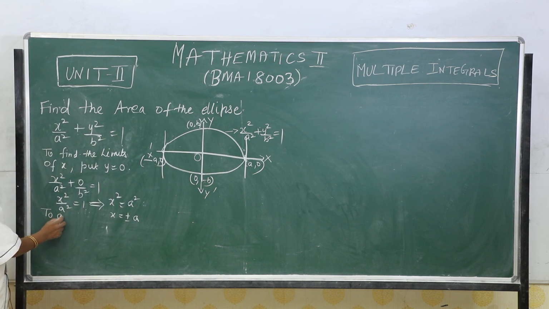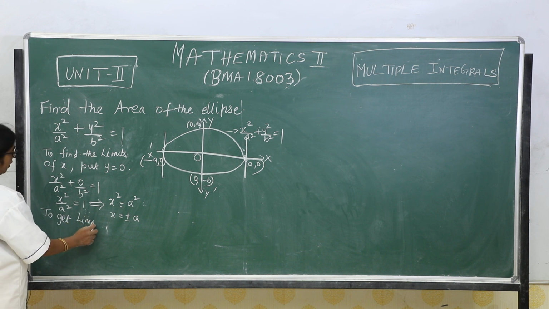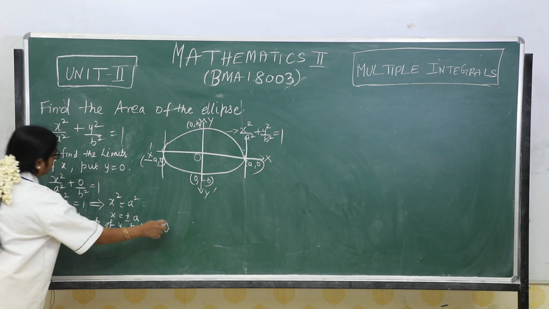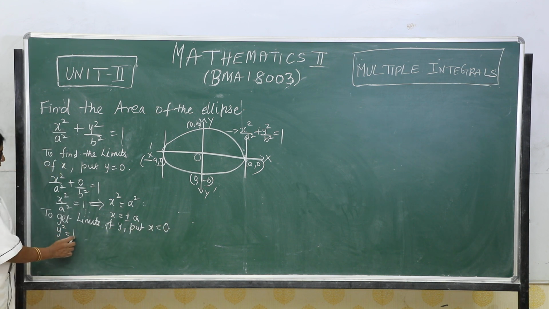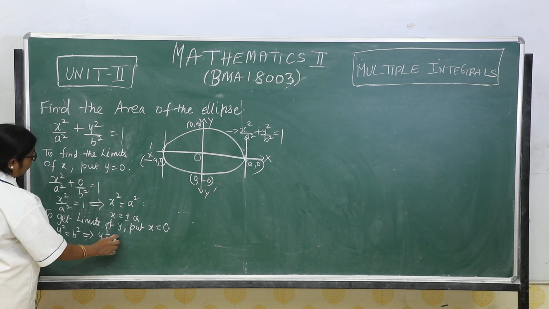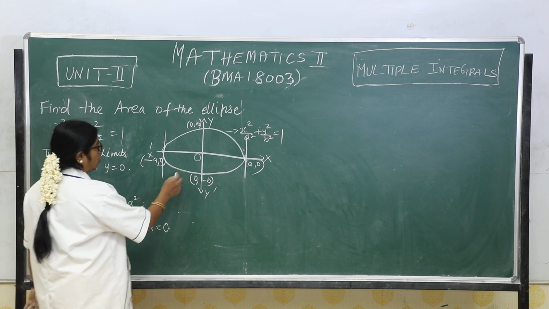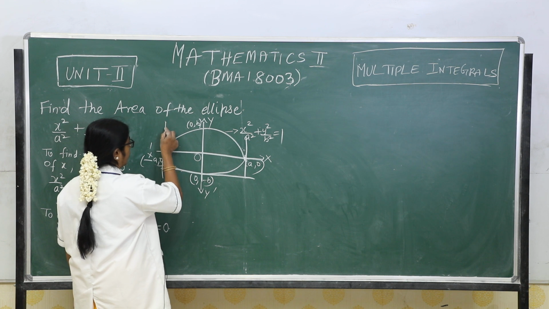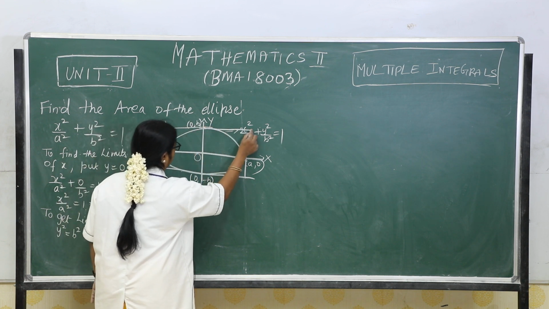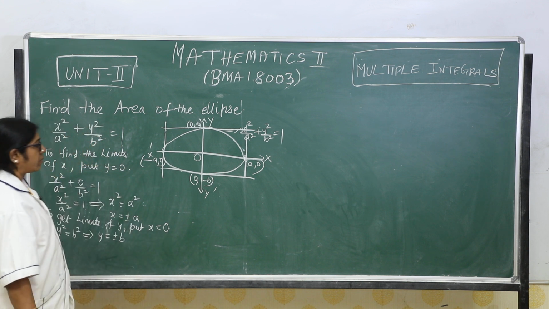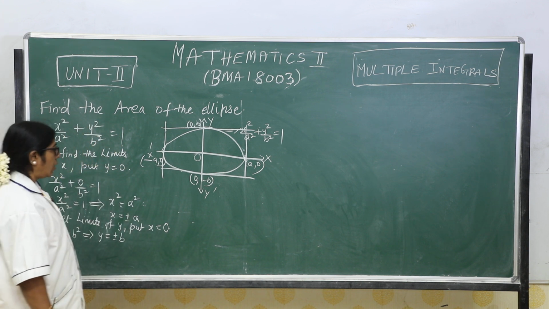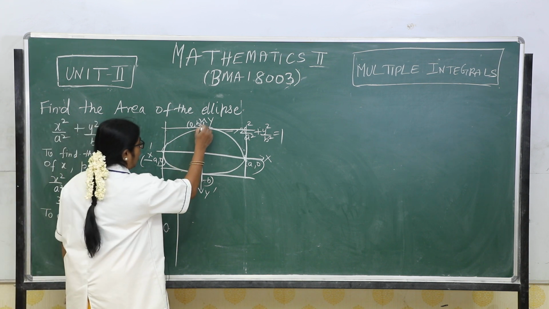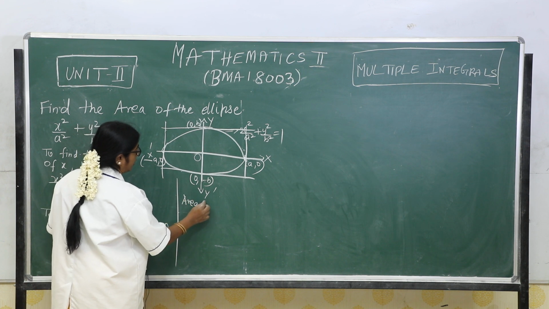Then to get limits of y, put x equal to 0, we get y squared equal to b squared, that implies y equal to plus or minus b. So, we have how to get the limits. So, now what is the area of the ellipse?